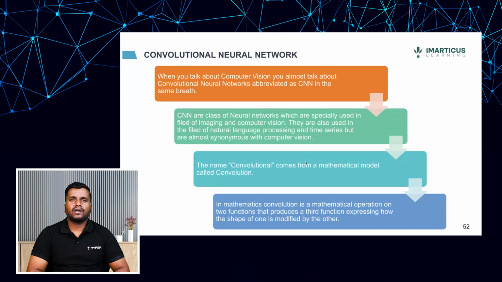And a convolutional neural network is something where the images captured by devices, whatever image data we have, are recognized by the computer. We make the computer understand what this image is. So CNNs are a class of neural networks which are specially used in the field of imaging and computer vision.